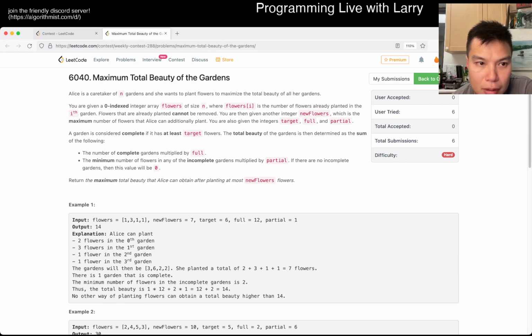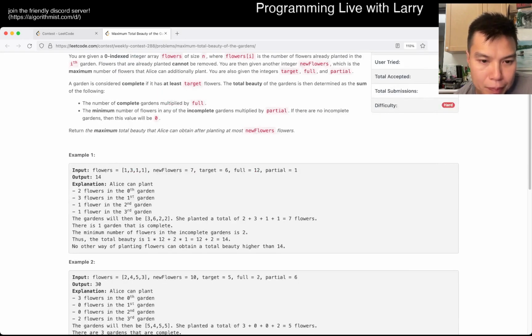And flowers. Okay. What is all this stuff? They don't even tell you anything until the third paragraph. The number of complete gardens. Okay, so find some stuff.